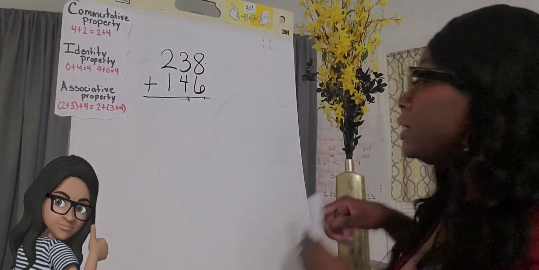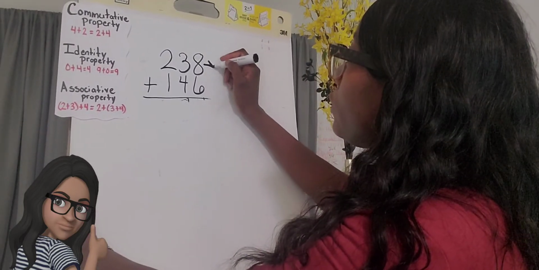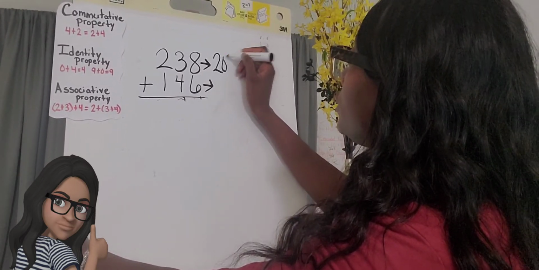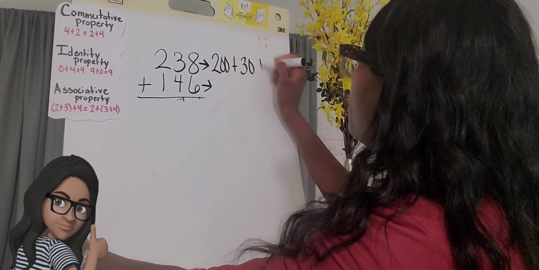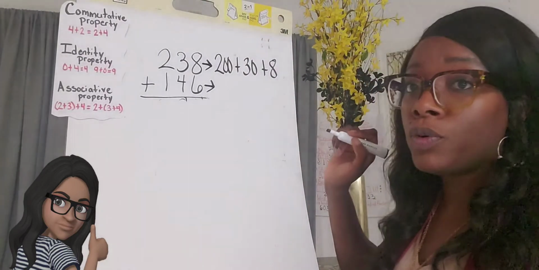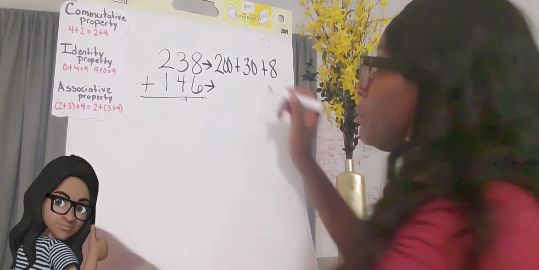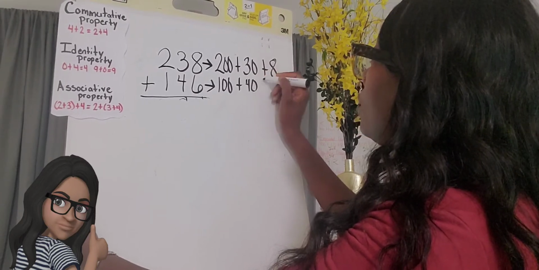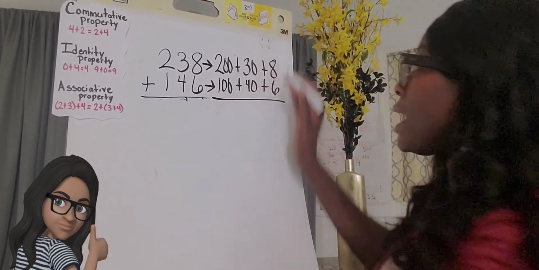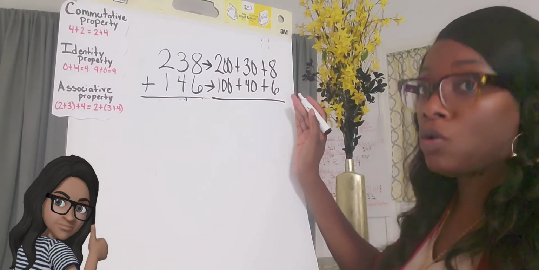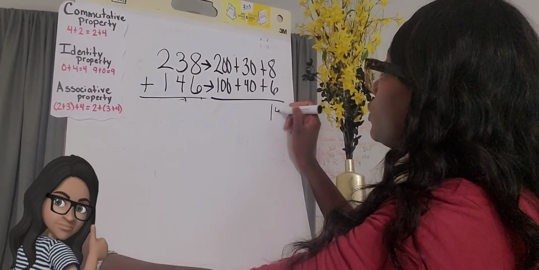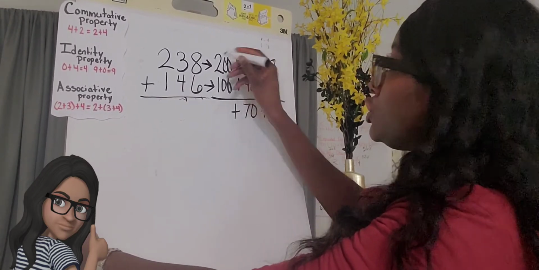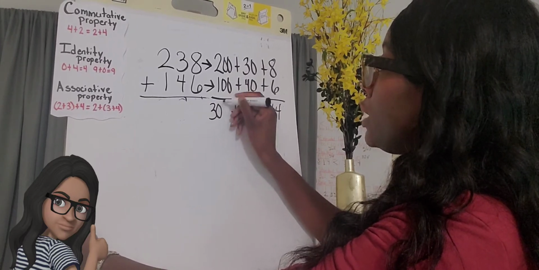All right. The last one we can do very quickly is expanded form. Let's do that one real quick, because we already know 238, the value is 200 plus 30 plus 8, and then 146, you got it. Expanded form, the value of each of those digits, 100 plus 40 plus 6, and now we're just going to add up starting in the ones place. 8 plus 6 is 14. 30 plus 40 is 70. 200 plus 100 is 300. You see that?